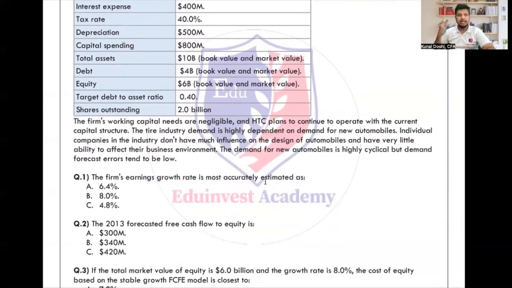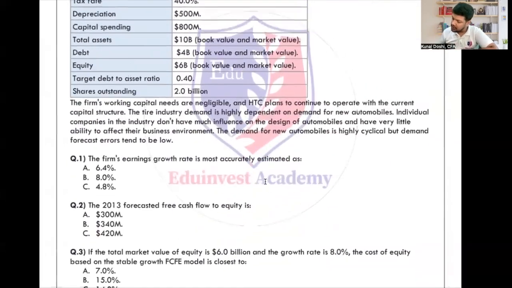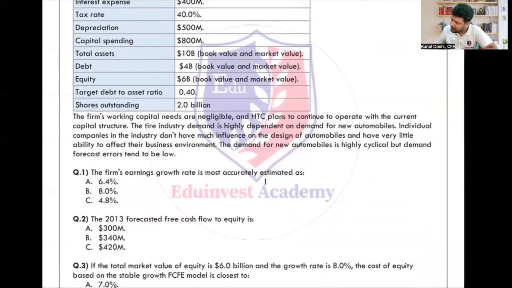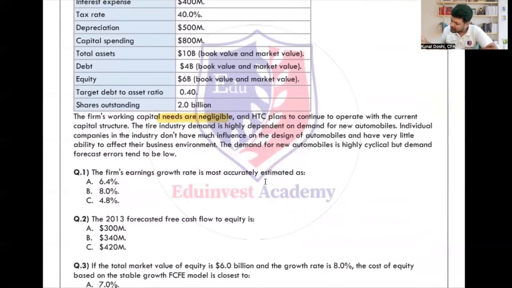Got it. Let's do the next question, the next case study where you have been given this tire company's information. The firm's working capital needs are negligible. What is it that they've asked me? The firm's earnings growth rate. How do I find the growth rate? What is the normal formula of growth rate? Sustainable growth rate generally is retention ratio times ROE. This is our primary formula of growth rate, right?